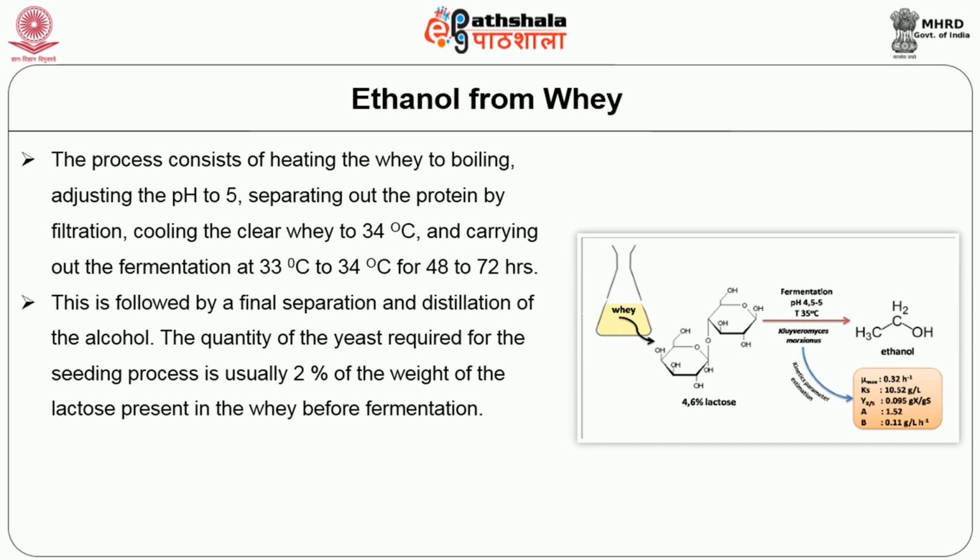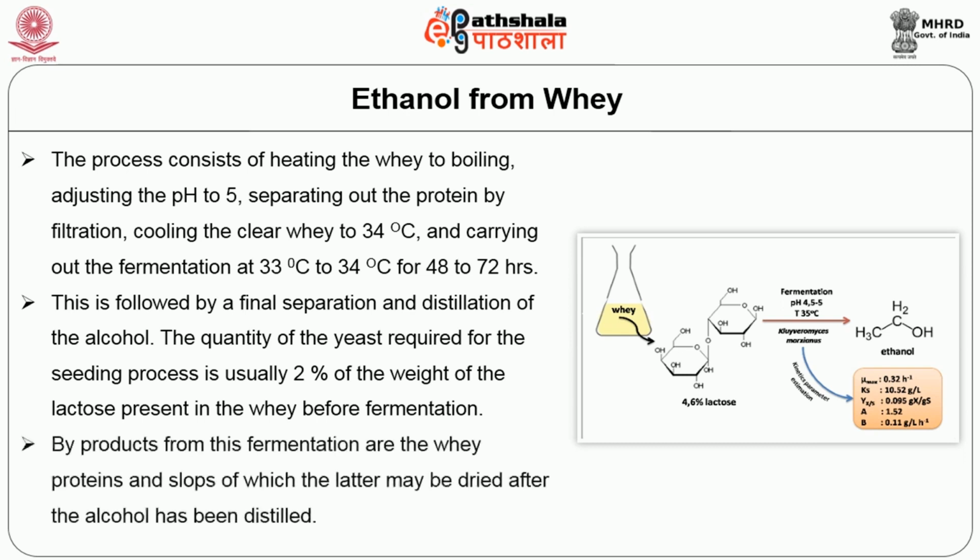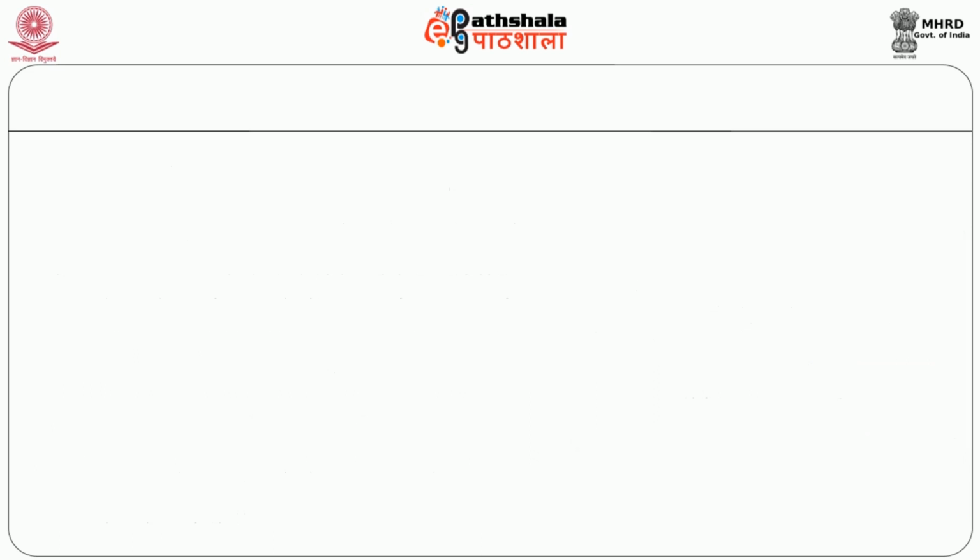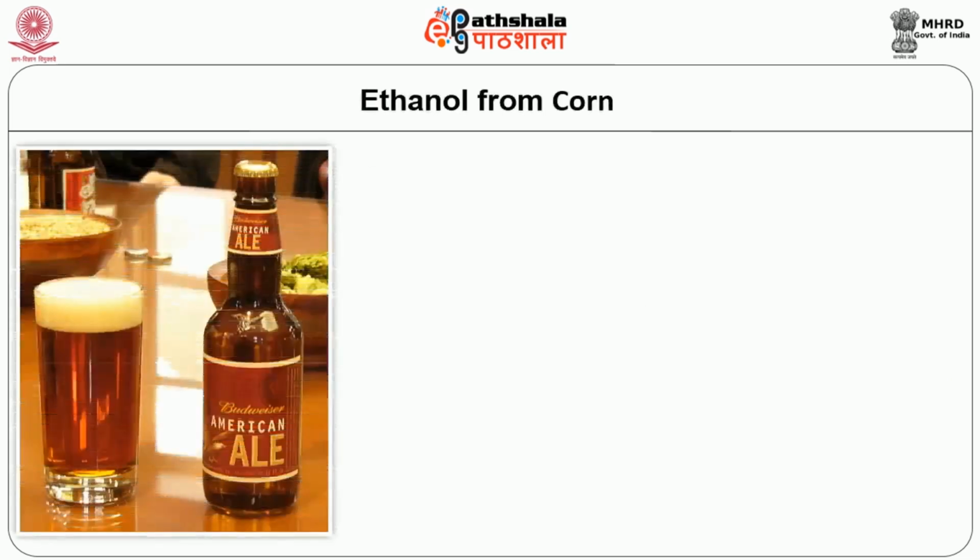The quantity of the yeast required for the seeding process is usually 2% of the weight of the lactose present in the whey before fermentation. Byproducts from this fermentation are the whey proteins and slopes, of which the latter may be dried after the alcohol has been distilled. The next important source is corn.